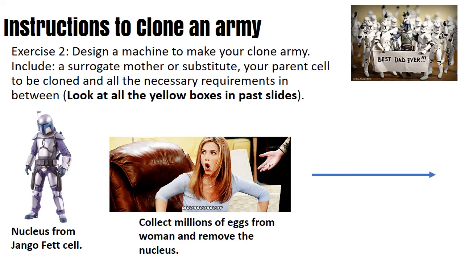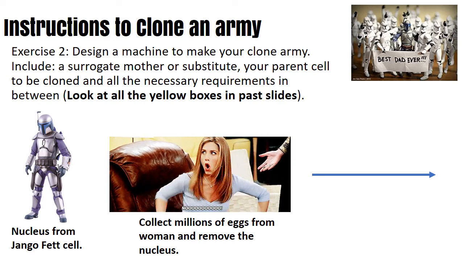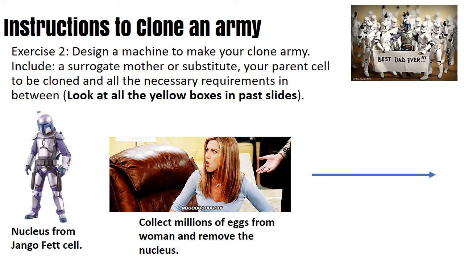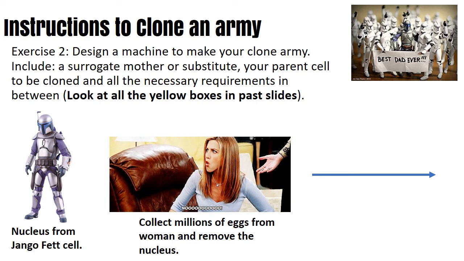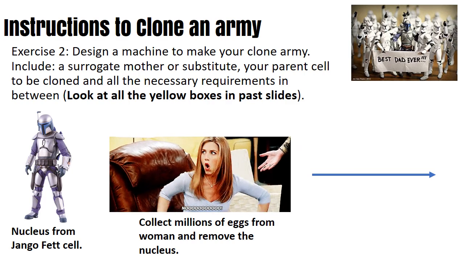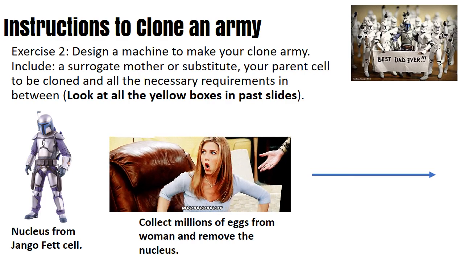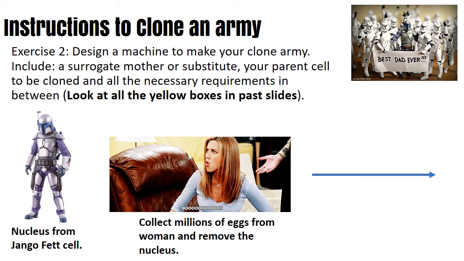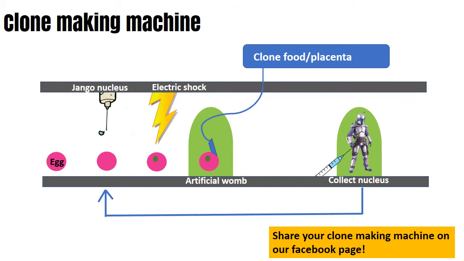And then I'm not very imaginative and I don't want to fix something that's not broken, so I'm going to use an adult cell from Jango Fett, just like in Star Wars. I take a cell out of him and I take the nucleus out of that cell. That's all the ingredients. So my machine, which I'm going to move on to the next page and show you, looks a little bit something like this.